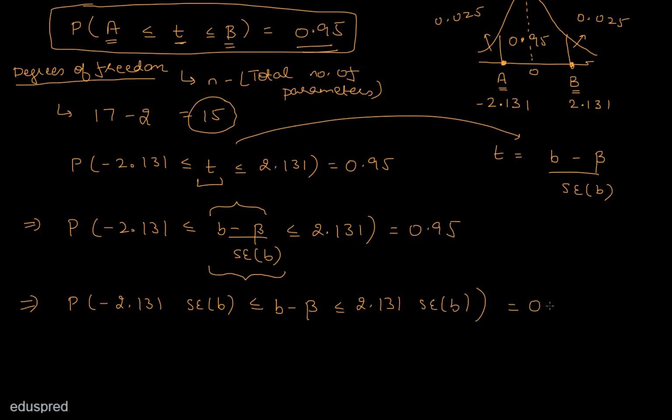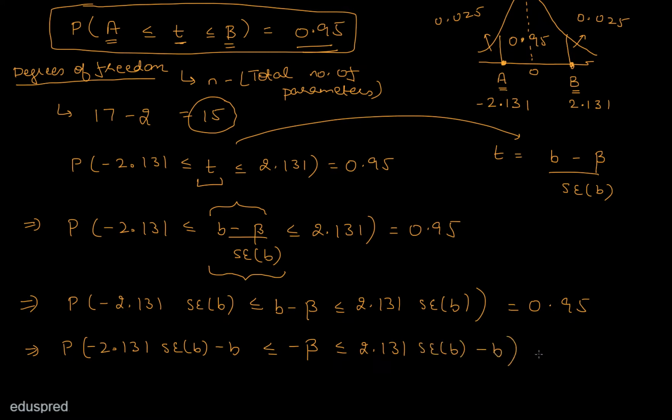Okay. And this is equal to 0.95. And now I'm going to subtract b from all of these terms. So if I subtract b from all of these terms, then I'll get minus 2.131 multiplied with standard error of b minus b less than equal to, now because I'm subtracting b, this b will go away. So I'll be only left with minus beta less than equal to 2.131 standard error of b minus b. And this is equal to 0.95.